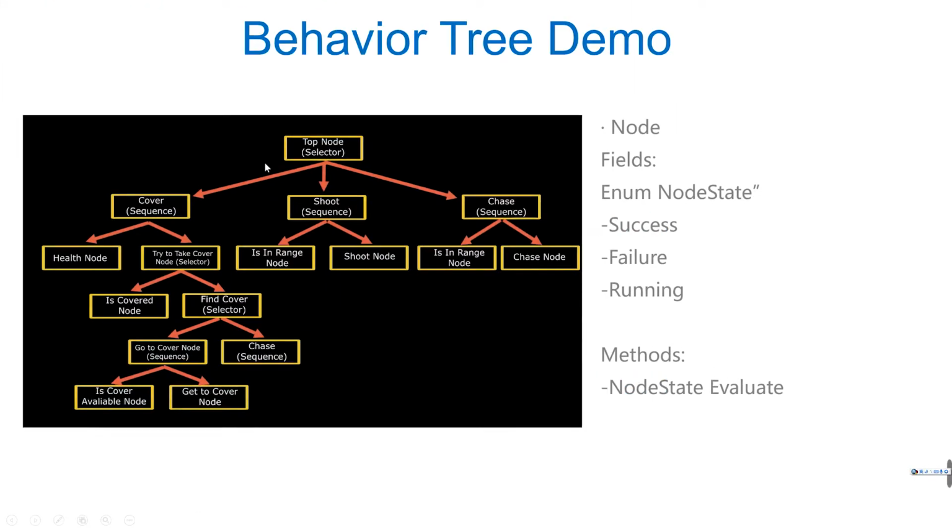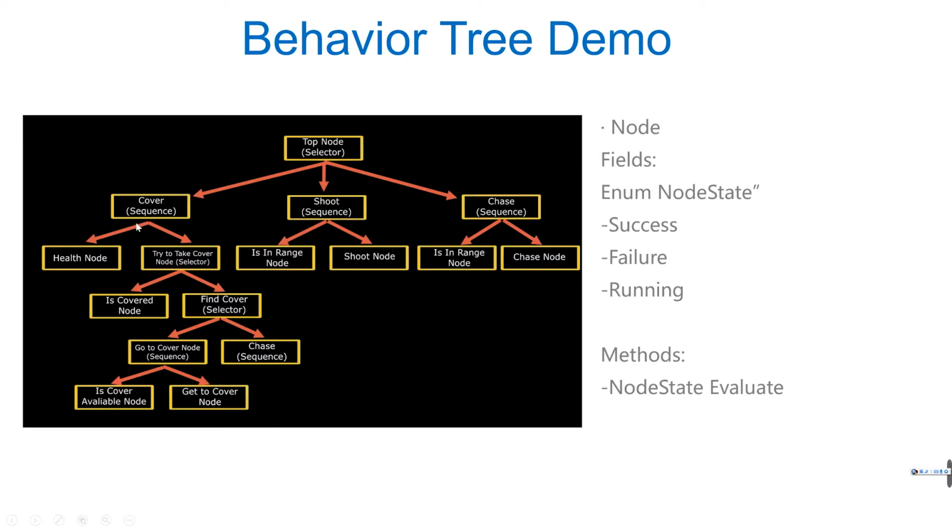The whole system is like that. The behavior tree will choose which node, which behavior, to run. Firstly, there's a top node. It will choose which behavior to run, which includes cover, shoot, and chase. And each one has child nodes to help judge the node.